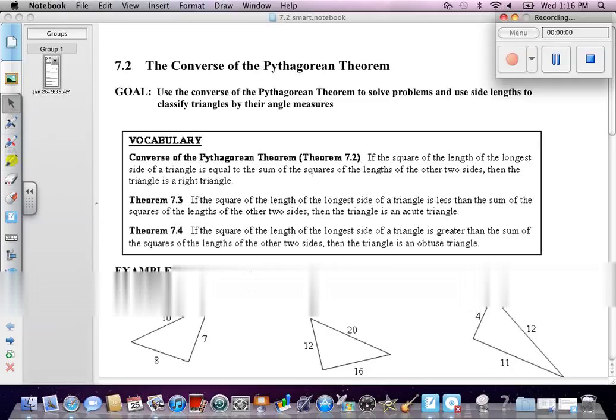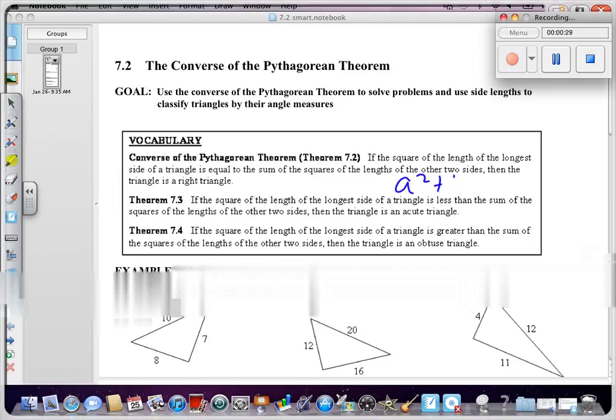All right, we're looking at 7.2. This is the converse of the Pythagorean theorem. So instead of using the Pythagorean theorem to find an unknown side or hypotenuse, you're going to prove that yes, it is a right triangle. Converse of the Pythagorean theorem, theorem 7.2: if the square of the length of the longest side of a triangle is equal to the sum of the squares of the lengths of the other two sides, then the triangle is a right triangle. So all it's saying is, if a squared plus b squared does equal c squared, it is a right triangle.